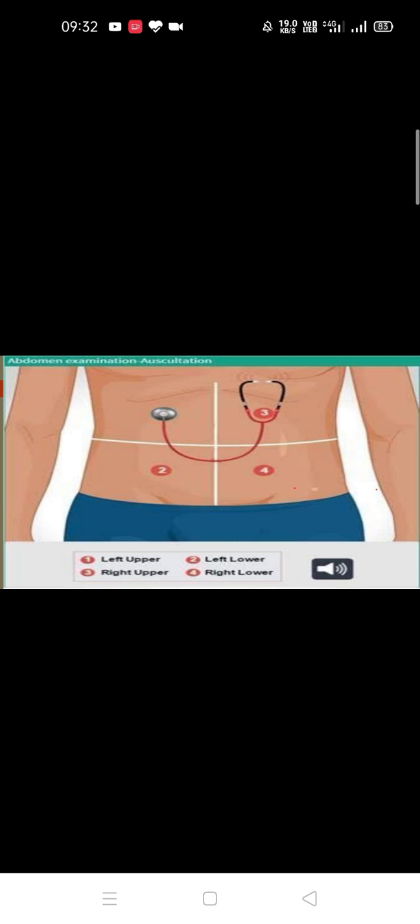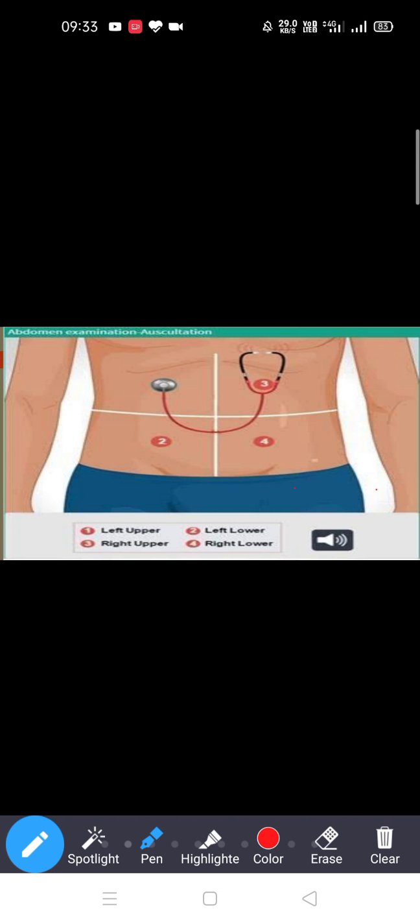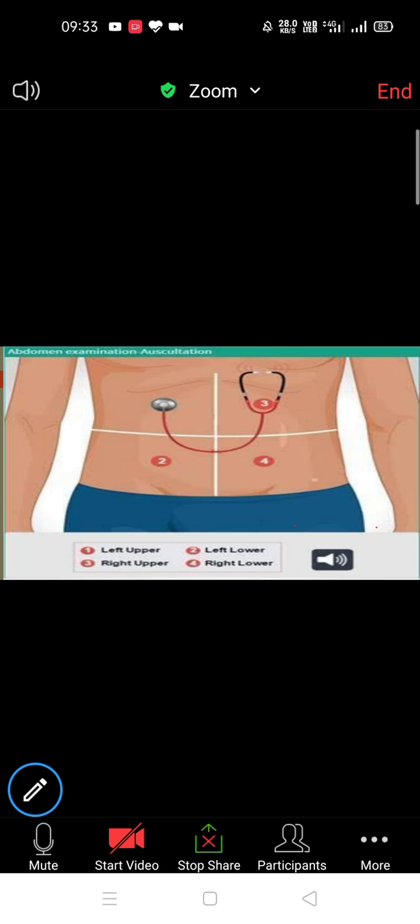So bowel sounds, how will you listen? First you will listen in the right upper quadrant, then the left upper, then the left lower, and the fourth in the right lower. In these areas you will listen to the bowel sounds.